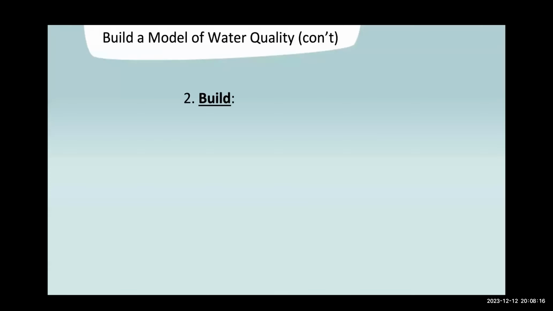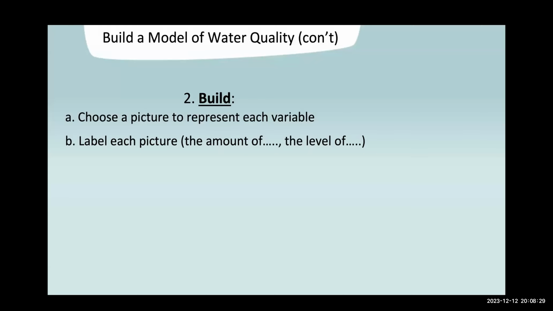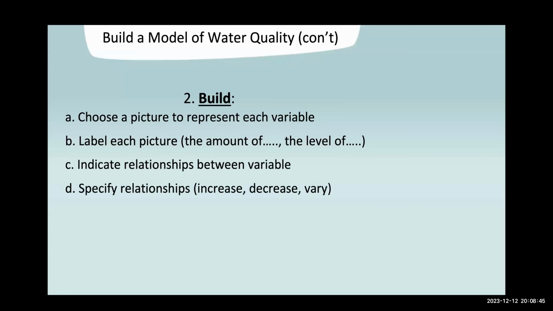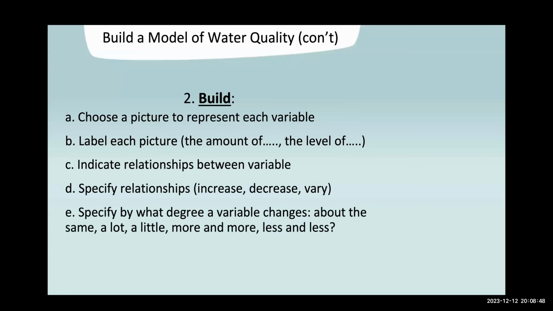And what we want you to do is first plan out the model. We want students to plan and then do some building. Choose a picture to represent each variable and then label that picture. And then we want to stress to students, it's not just temperature, right? It's the amount of thermal pollution, the level of it. You're going to identify relationships between those variables, and then specify increase, decrease, vary. And then the degree: the same, a lot, a little, more and more.